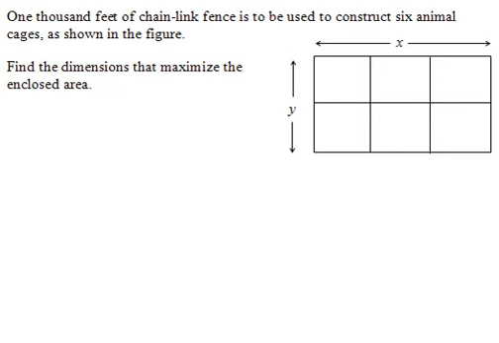1,000 feet of chain link fence is to be used to construct 6 animal cages as shown in the figure. Find the dimensions that maximize the enclosed area.